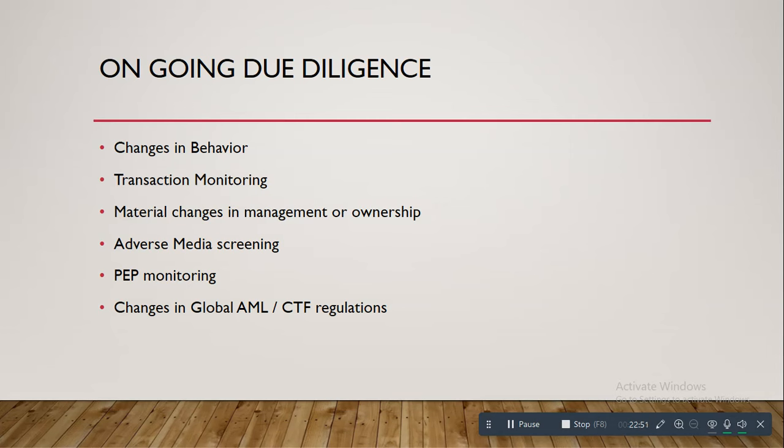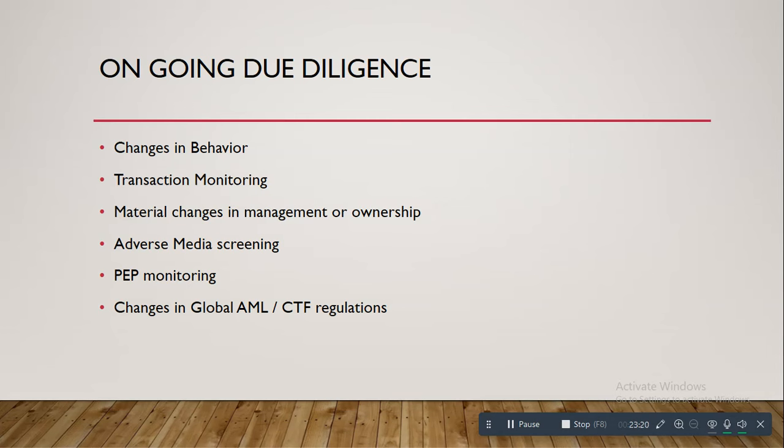Then material changes in management or ownership. Say you have come into a relationship at the time when the CEO was a well-known person with high moral standards and dignity, and suddenly for some reason the entire board has resigned, or say the CFO has gone away or the compliance officer has gone away. So these kinds of material changes in management or ownership, let's say someone has bought the bank, are always monitored.